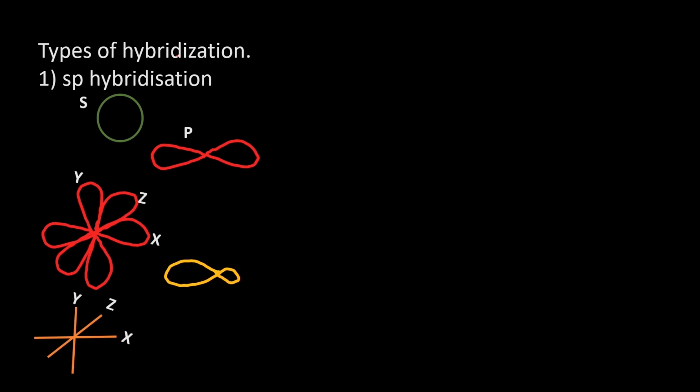In sp hybridization, two hybrid orbitals are formed. So I have shown here two of them. I have shown them oppositely placed only for saving some space. The electron in this orbital will move in this fashion around the nucleus. It is represented like that.